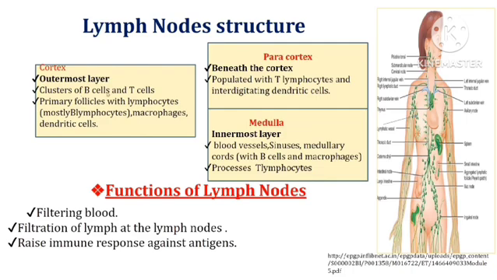Cortex is the outermost layer with clusters of B lymphocytes and T lymphocytes. And primary follicles with lymphocytes are present in the cortex with antigen presenting cells, macrophages and dendritic cells. Whereas paracortex is located between cortex and medulla and it is mostly a T cell rich area. Whereas medulla, the innermost layer, contains blood vessels, sinuses and medullary cords with the B lymphocytes and macrophages. So what are the functions of lymph node?